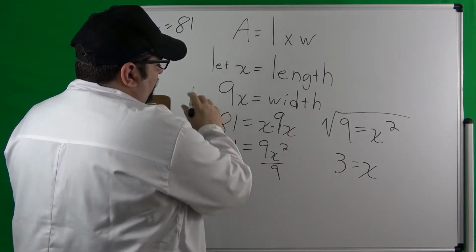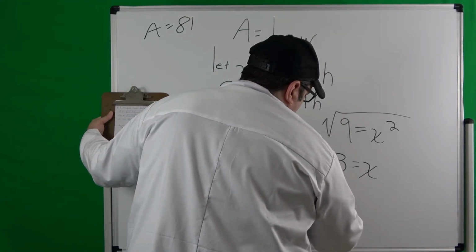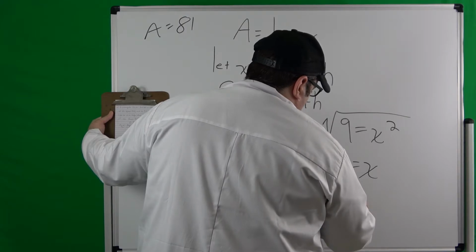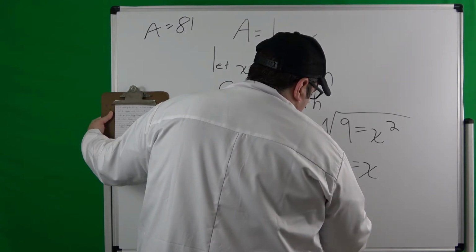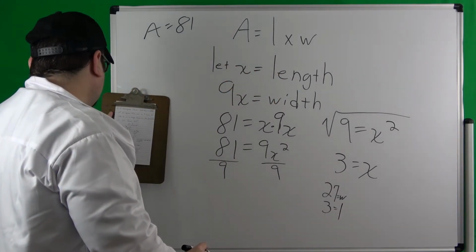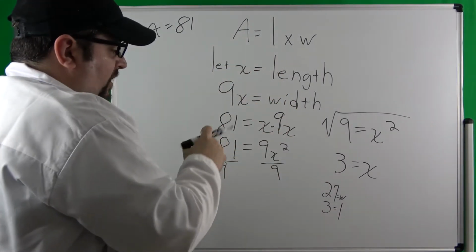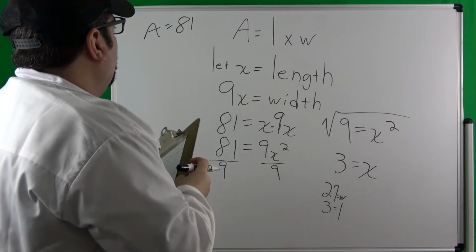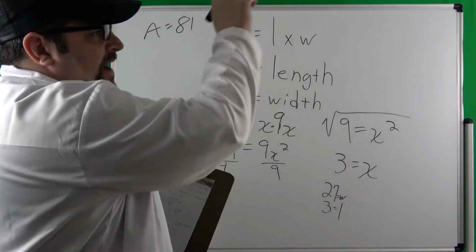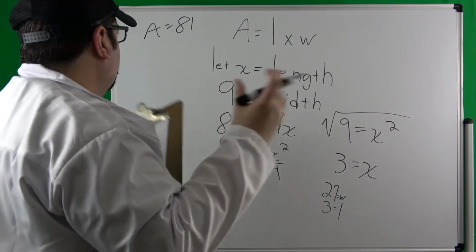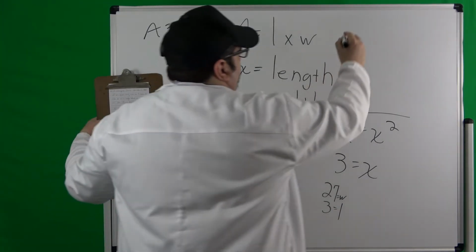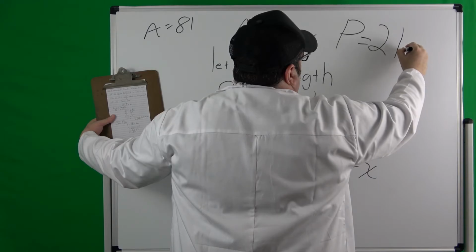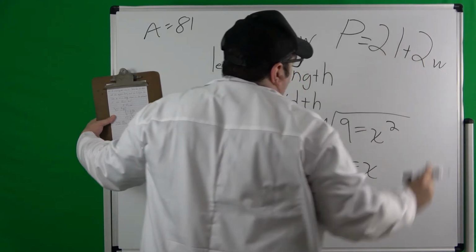So what's the width? 9 times 3? 27 for the width and 3 for the length. And I forgot what it was even asking. Oh, okay. So we're going to use that, but they want to know what the perimeter is. Remember what perimeter is? It's where you add up all the outside sides of a shape. So the equation would be perimeter equals 2 times the length plus 2 times the width.